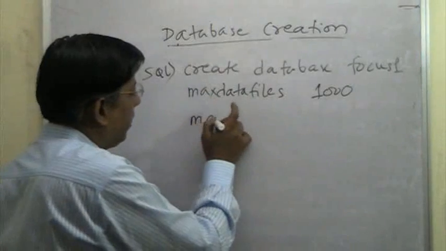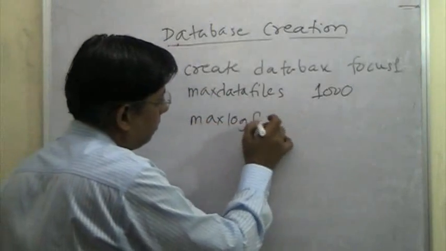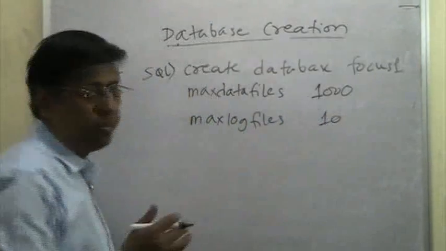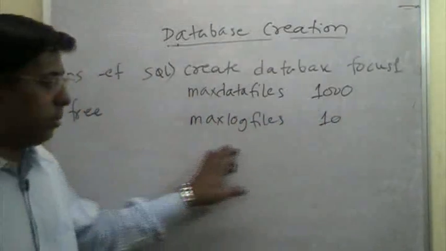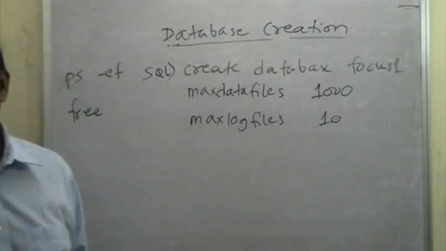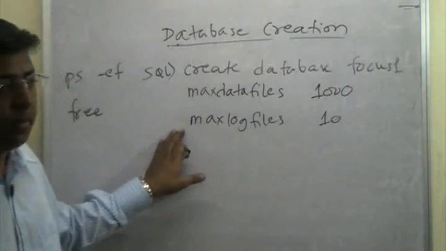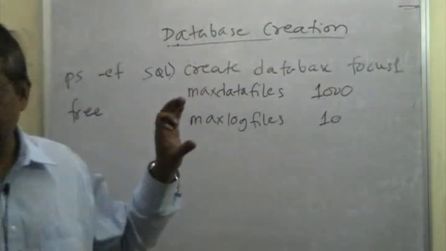Similarly, max log files. Let us say we say 10. So the total number of redo log files is going to be 10. Likewise, there are quite a few max related parameters. I have just mentioned 2 of them, and these cannot be changed very easily.